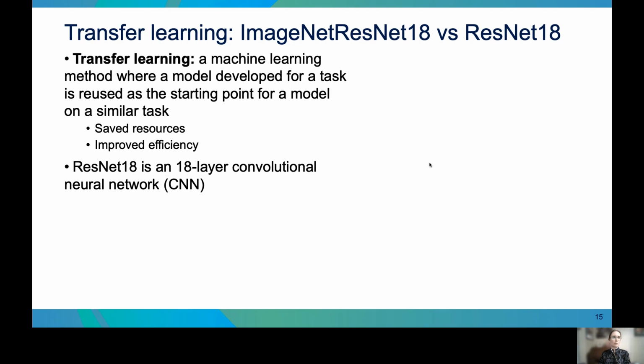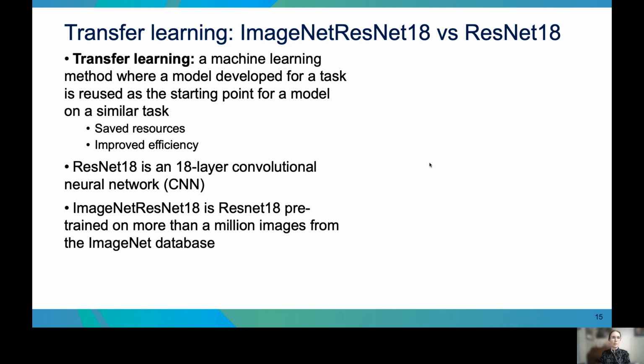So we had access to ResNet18, which is a well-known 18-layer convolutional neural network, not pre-trained. But ImageNet ResNet18 is the ResNet18 neural network model pre-trained on more than 1 million images from the ImageNet database. So it already kind of knows what a picture looks like in general, not a microscope picture in particular, but just images in general.